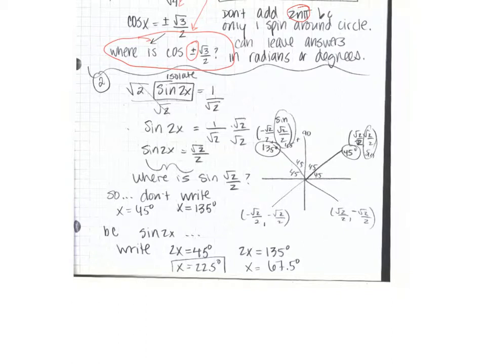We don't add 2n pi, even though it's a sine. Remember sine cosine problems, we add 2n pi when there's no restriction, but we don't add it for this one because we're only restricted to 1 spin around the circle.